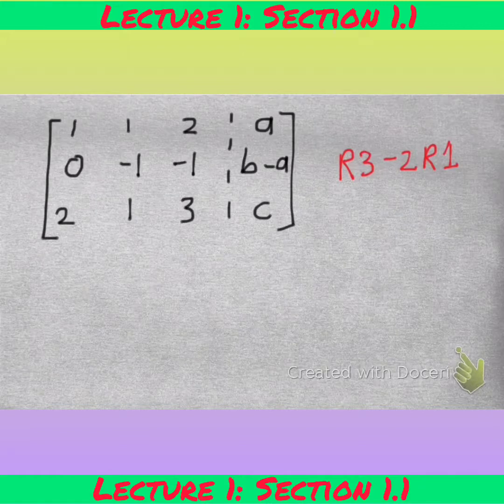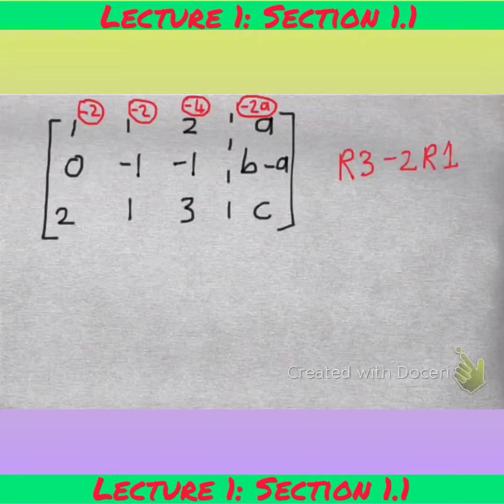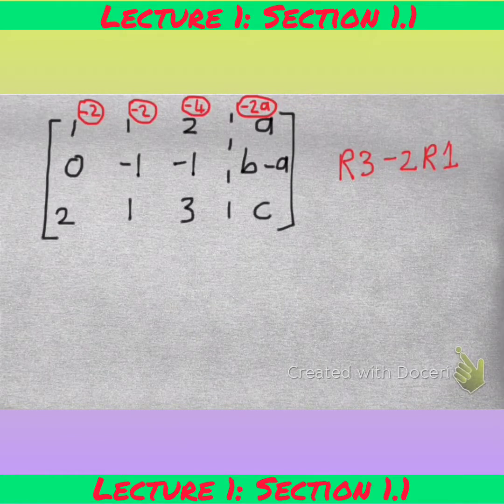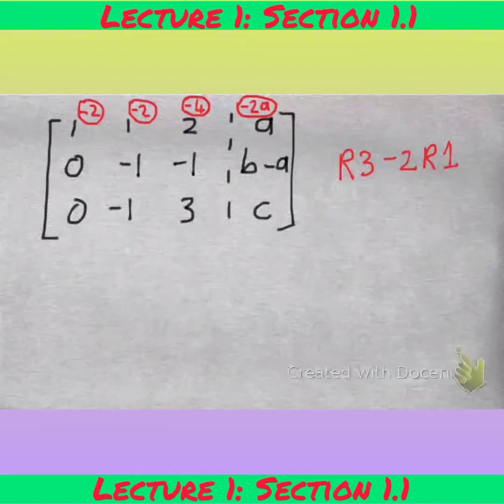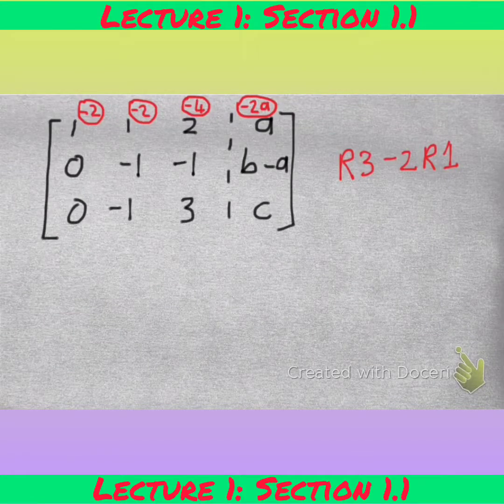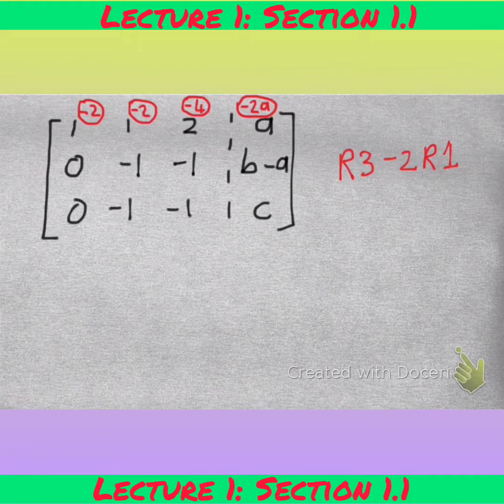Okay, now we're going to change the third row by adding -2 times the first row to the third row. Okay, multiplying -2 through the first row, we get -2, -2, -4, and -2a. Now adding that to the third row, the first entry in the third row is going to be -2 plus 2, which is going to be 0. The second entry is -2 plus 1, which is going to be -1. And the third entry is going to be -4 plus 3, which is going to be -1. And then the last entry is going to be C plus -2a, which is C minus 2a.